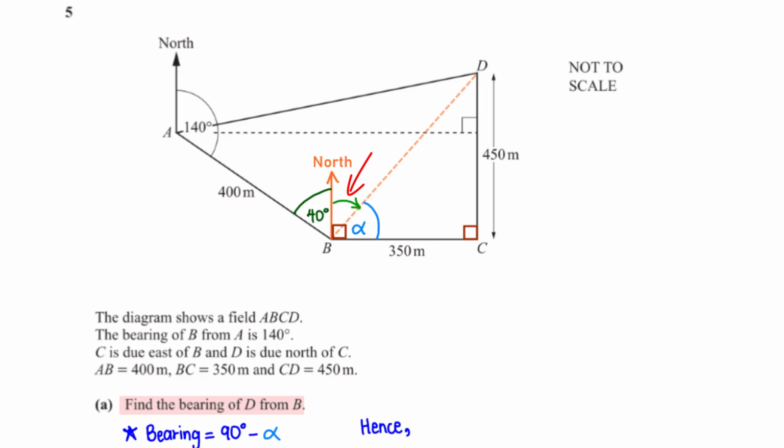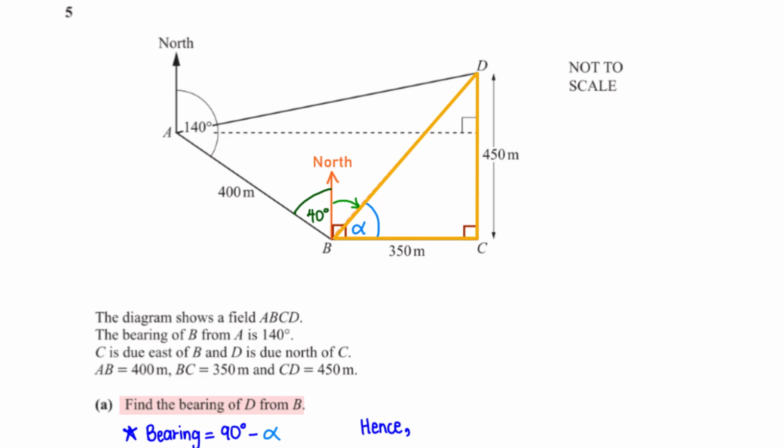This bearing is the angle we measure in the clockwise direction from the north of B to D. This has been indicated with a green arrow. We've been told C is due east of B and D is due north of C. This means that these two angles are each 90 degrees. If we label this angle as alpha, then it means the bearing will be 90 degrees minus alpha.